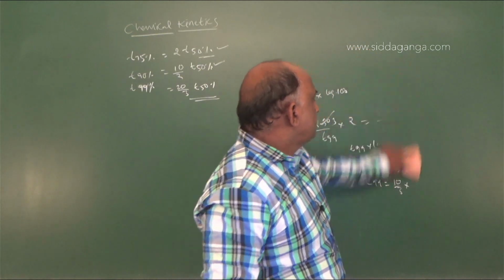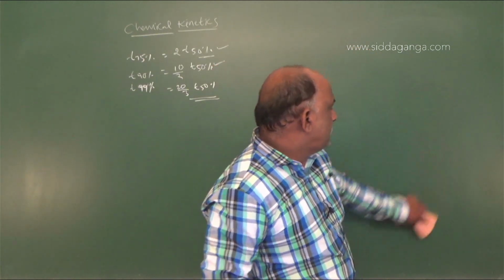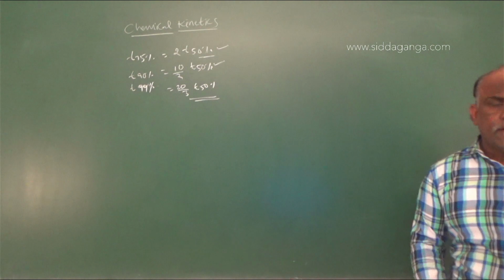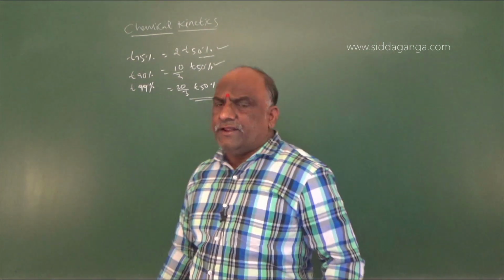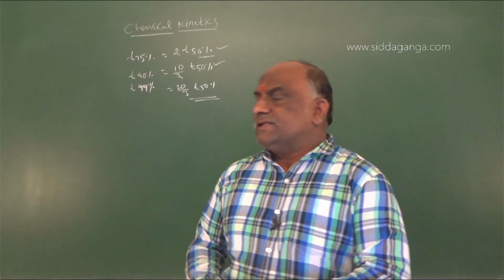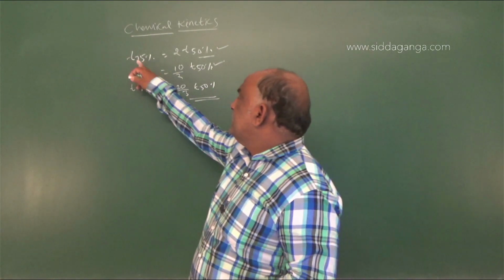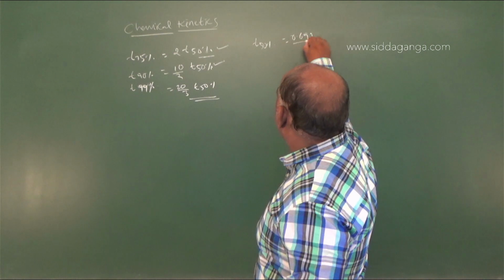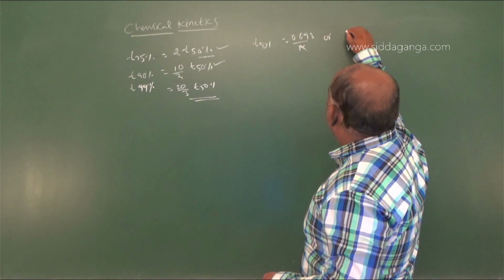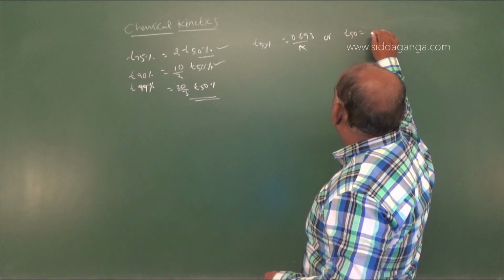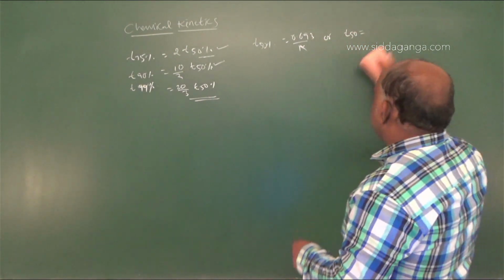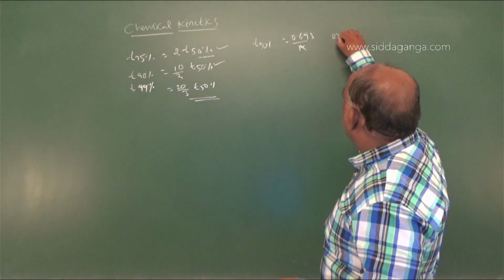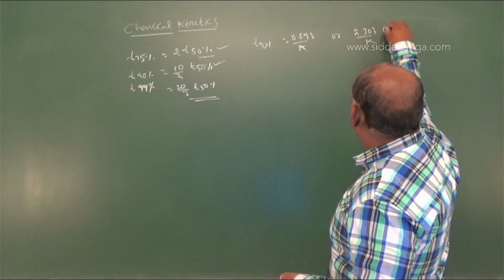So my dear students, you can apply this procedure to find the relations between T50, T99, T75, and T99.9, because we expect such types of questions for entrance exams. So T75 is equal to 2 into T50, and T50 is equal to 0.693 by K, or T50 is equal to 2.303 by K log 2.